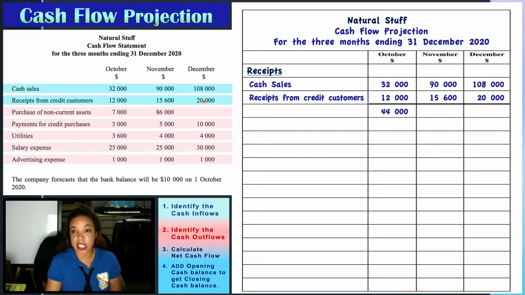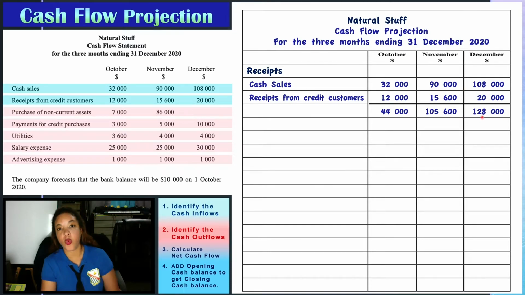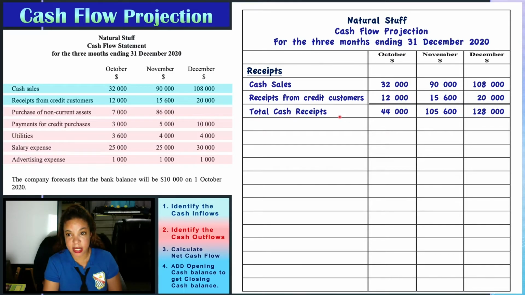You just add up for each month. So you have 32 plus 12,000, 44,000, and then 105,600, and then 128,000. So these are your total cash receipts for October, November, and December. Okay, and you can put a line and go on to your next part, which is cash outflows.